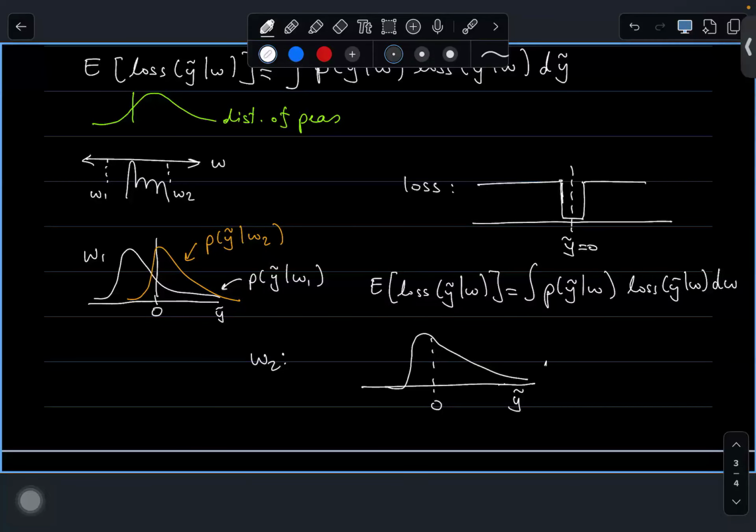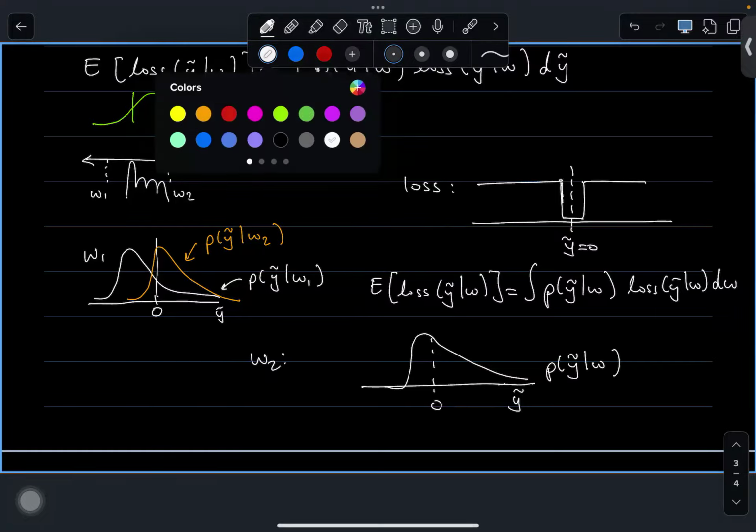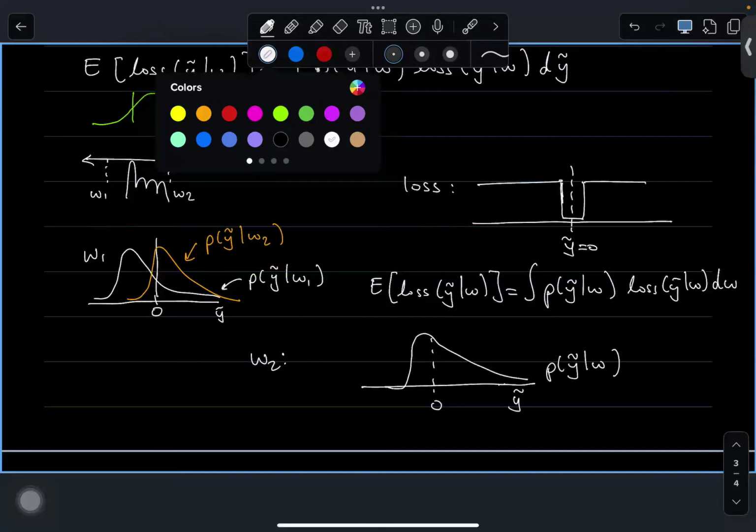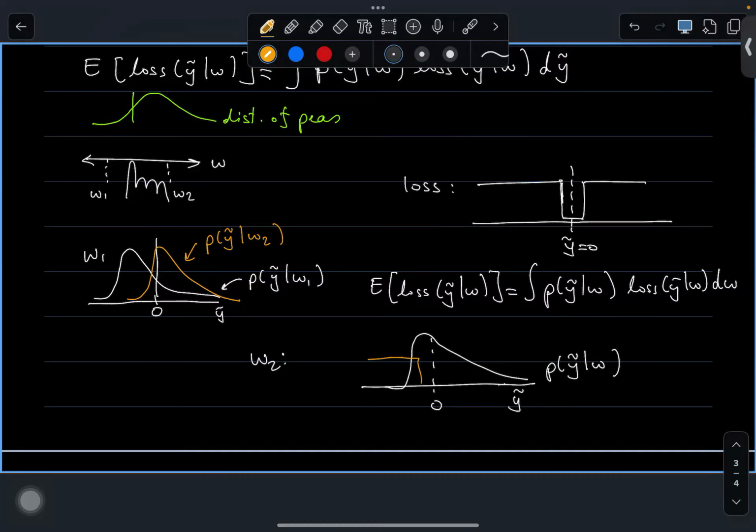This is going to be my errors. This is my probability of my errors given W. Okay, I have to multiply that by my loss. What is my loss? My loss looks like this. When I multiply, this is my loss.